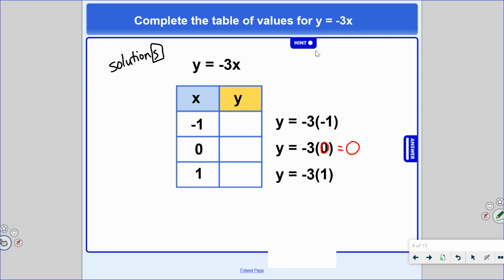And therefore, when x is 0, y must be 0. That's the only way to make a true statement. If you put in 0 for x and 4 for y, it's going to be false. If you put in 0 for x and -3.5 for y, it's going to be false. There's no other combination when x is 0 that would make a true statement other than y must be 0.